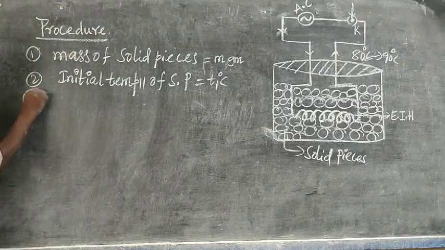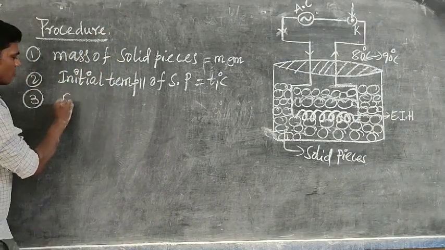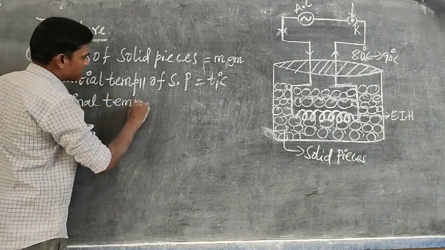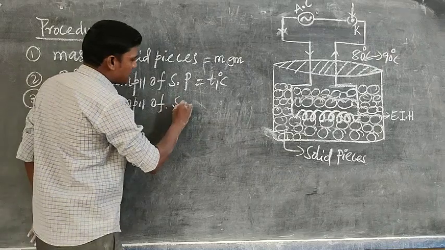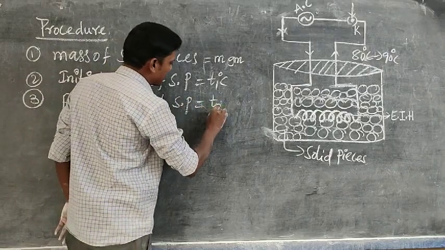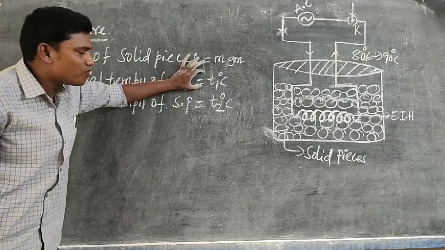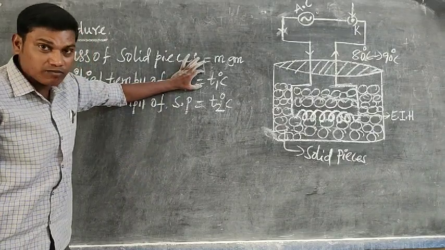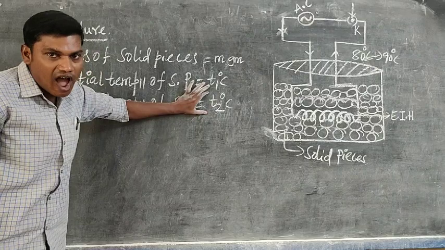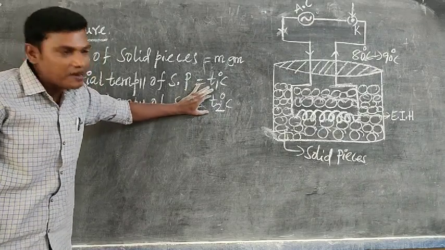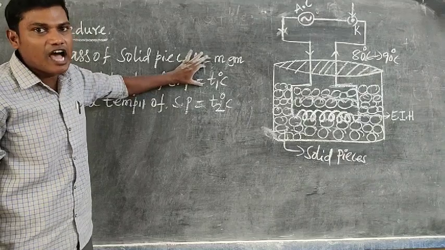So what is the third point? The final temperature of solid pieces, that varies as 20 degrees Celsius. Here T1 is before absorbing heat energy, T2 is after absorbing heat energy. That's why T2 represents the higher temperature, T1 represents the lower temperature.